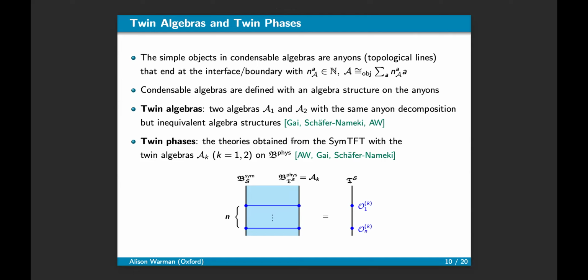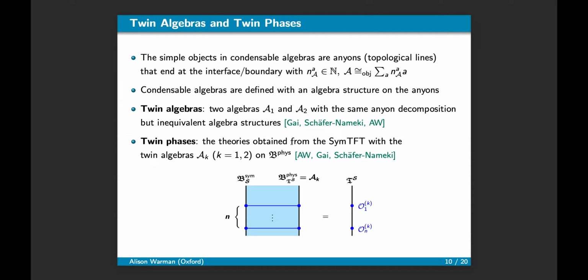So, if we write down all this algebra data and then we map them to anyons, we can determine if two algebras are inequivalent but have the same anyon decomposition. Physically, this is very interesting because it gives rise to twin phases that are the main protagonists of this talk. How do we obtain twin phases from the TFT? We fix a particular symmetry boundary. And then on the physical boundary, we can condense these twin algebras, A_K, where K is 1 or 2, for the two twin algebras.